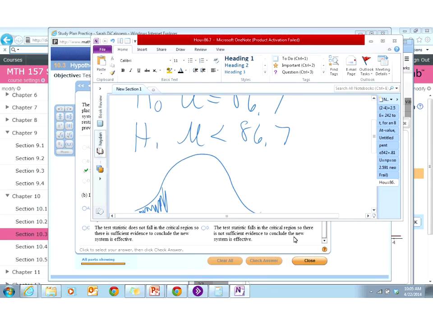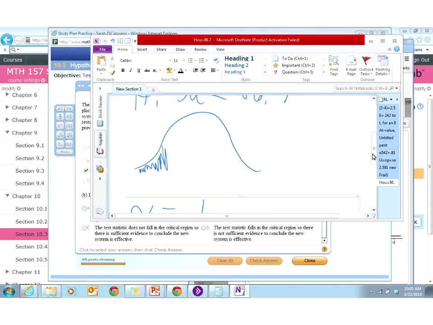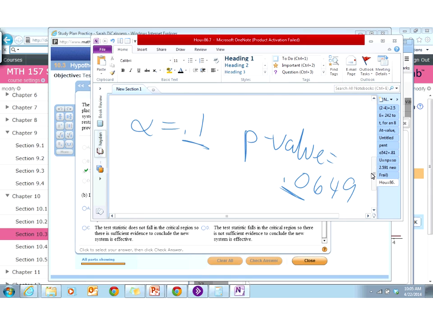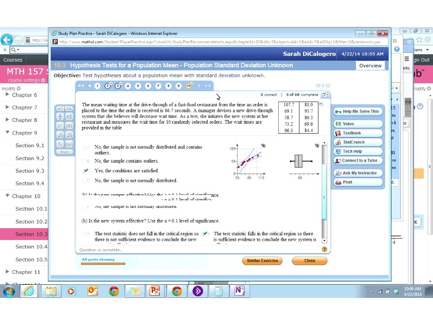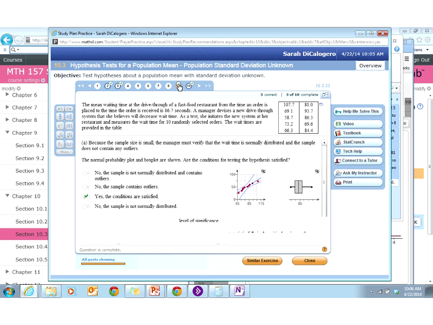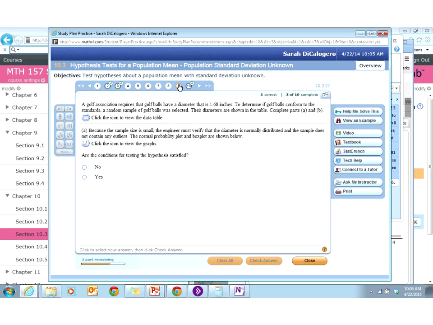Because if our p-value fell into this critical region, which is this blue-shaped area, because remember, this area is 0.1, and the area that we found was 0.0649, and that's less. The test statistic does fall into the critical region, so there is sufficient evidence to believe the new system is effective. Fingers crossed. All right. Okay, so that should give you a taste of everything you're doing here.